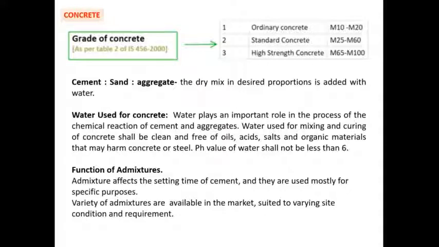Okay, please note down this definition what I'm talking, because it is not written in the sheet, but it seems more appropriate over what is written over here. Okay. Then admixtures affect the setting time of cement and they are used mostly for specific purpose. जैसे मैंने बताया underwater हो सकता है construction या pile foundation के लिए आपको marshy land में करनी है, and so on and so forth.